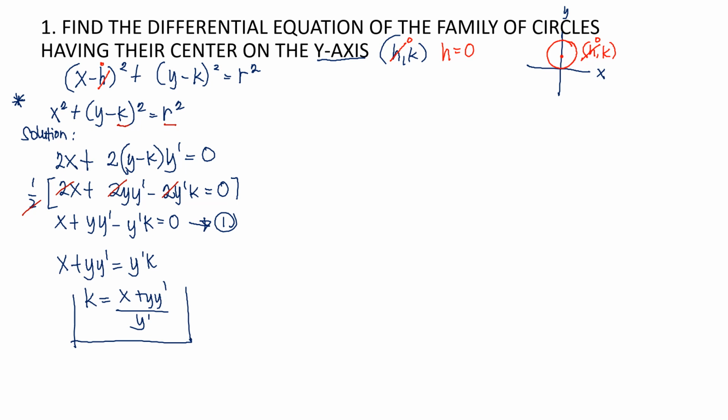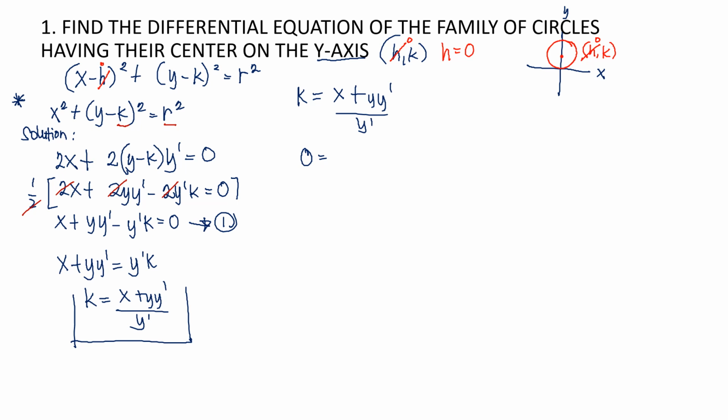So, from here, we can now do our second differentiation. So, rewrite ko lang, k is equal to x plus y prime over y prime. Okay, so we can derive next our equation. Since k is constant, if we derive this will be 0. So, now k is also eliminated. So, this is our differential equation.